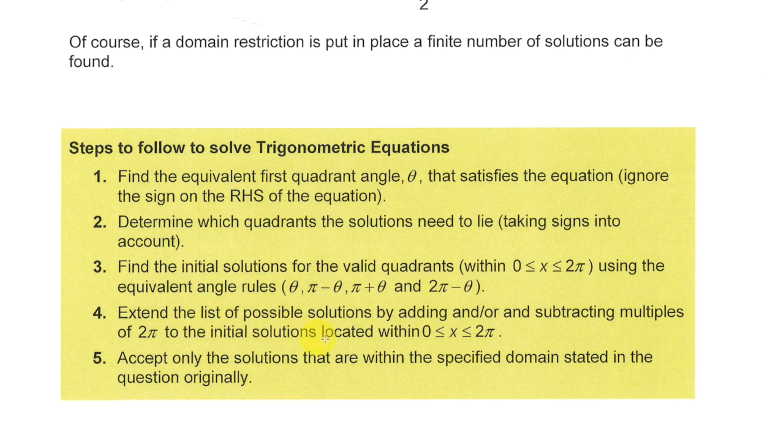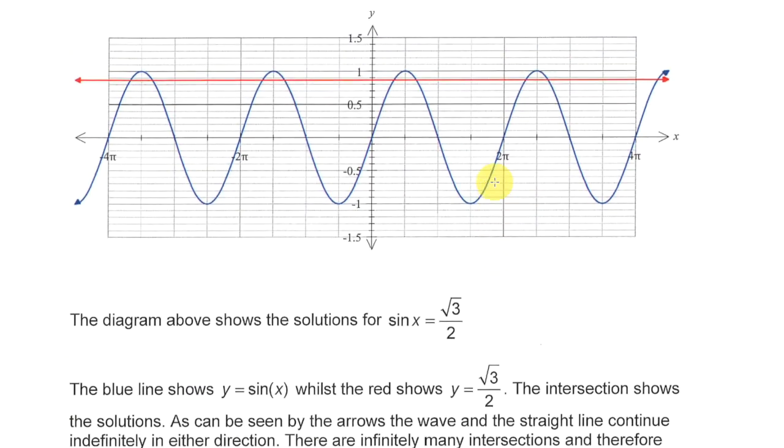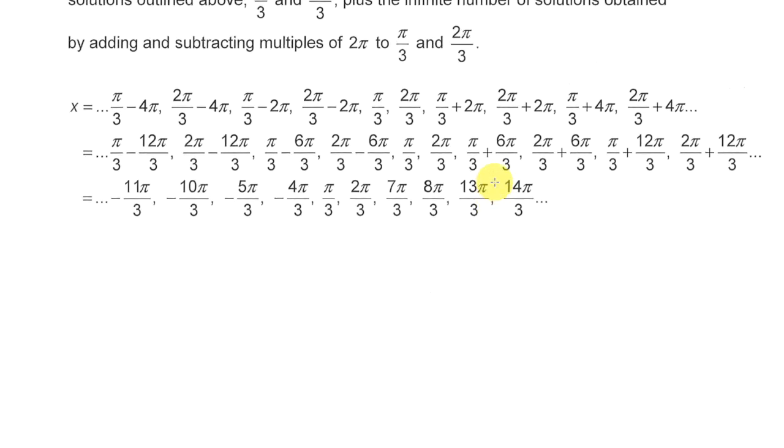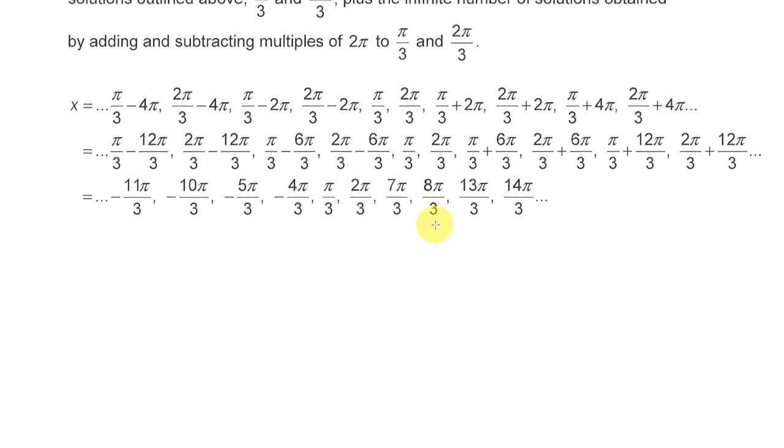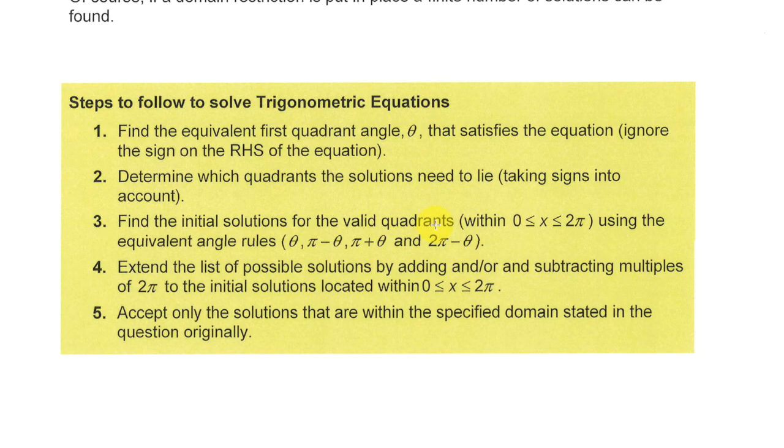Then we extend the list of possible solutions by adding and subtracting multiples of 2 pi, and that's basically what I've done just here. I've said, okay, my 2 solutions which satisfy the equation in 1 forward revolution of the unit circle are these 2. I've added multiples of 2 pi, and I've subtracted multiples of 2 pi. So I've extended the list, and then I only accept those that are within the specified domain. If there's a domain that's been given, then I only accept those and I get rid of everything else.